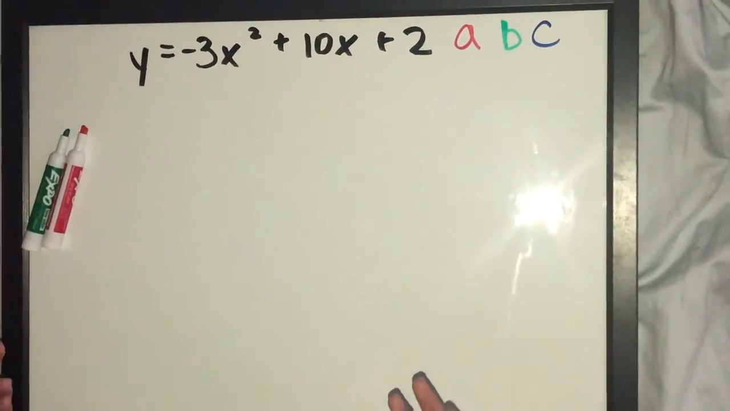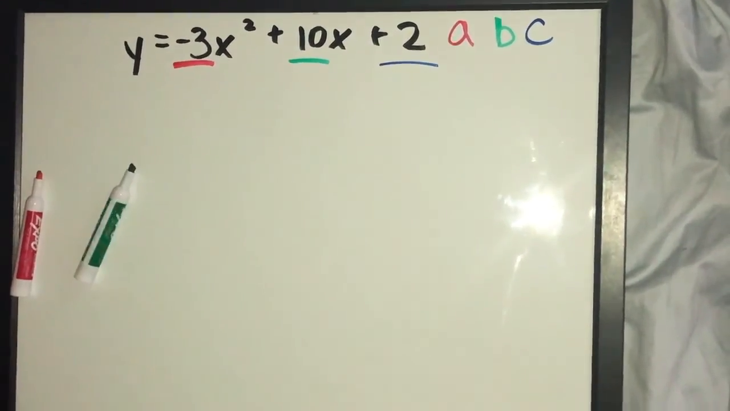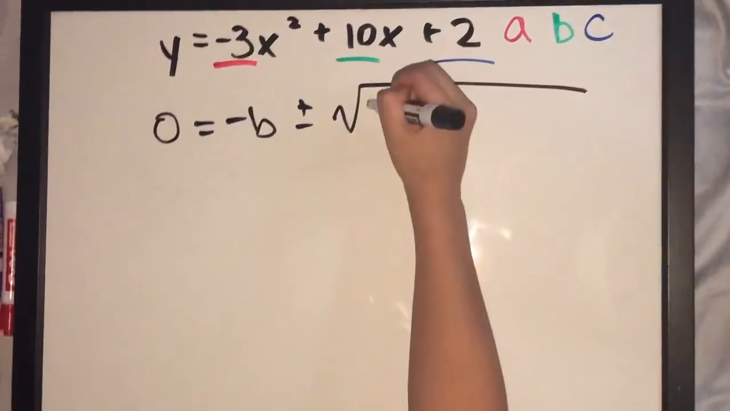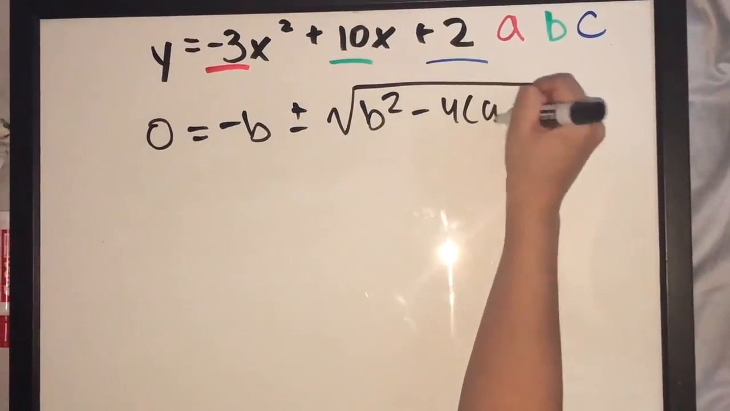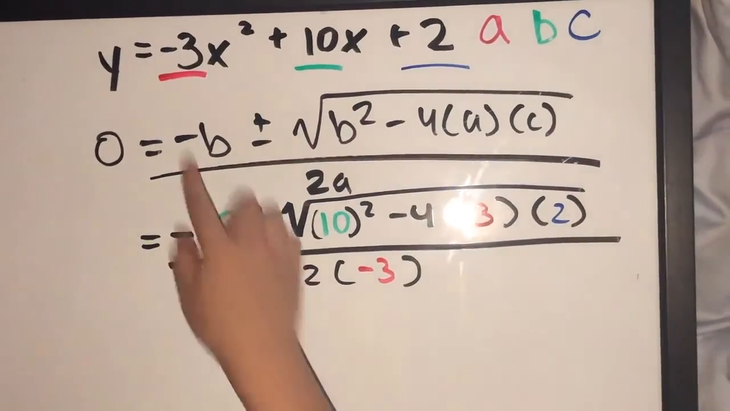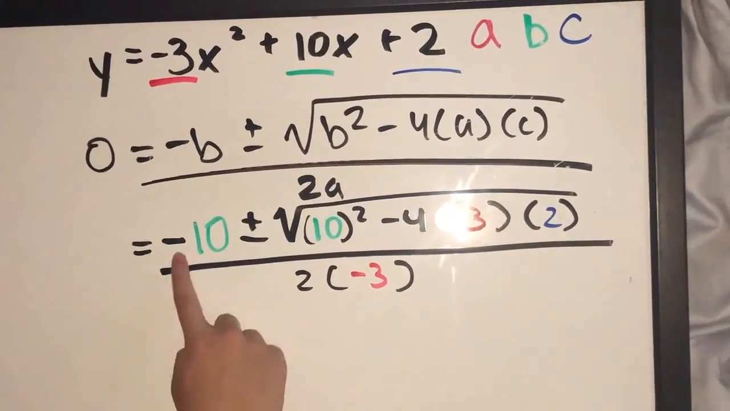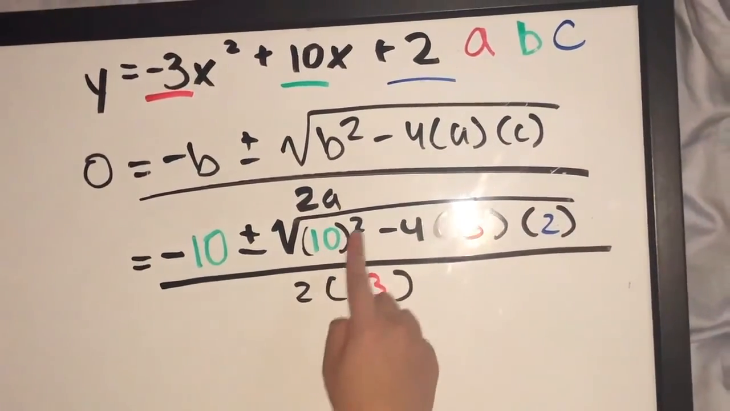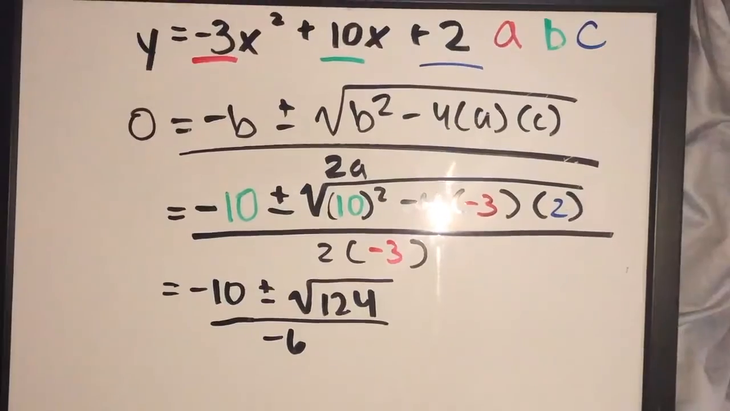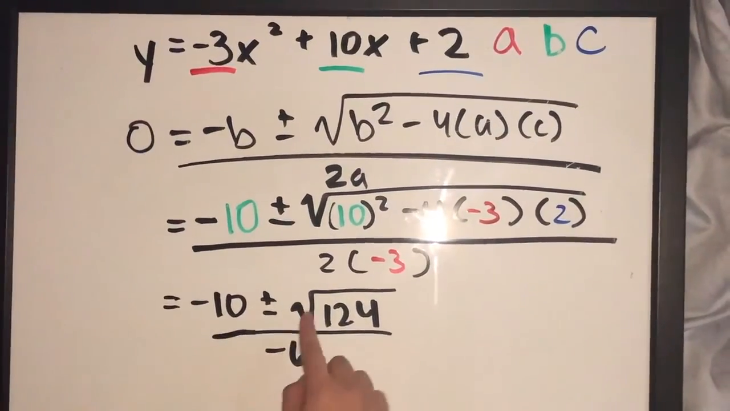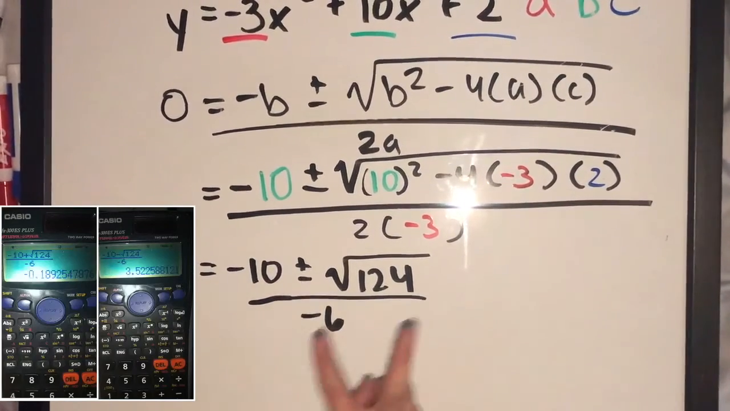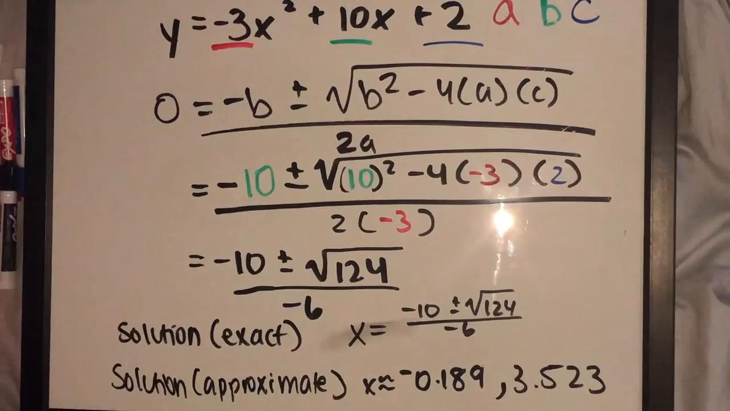Once again, we're going to identify our A, B, and C. Next, we're going to write down the quadratic formula, which is negative b plus or minus the square root of b squared minus 4 times a times c all over 2a. Now, substituting our a, b, and c into the quadratic formula, we get negative 10 plus or minus the square root of 10 squared minus 4 times negative 3 times 2 all over 2 times negative 3. Simplify. So I get negative 10 plus or minus the square root of 124 all over negative 6. Notice how it says plus or minus, so you're going to be inputting two equations into your calculator. And here is our exact and approximate solution.